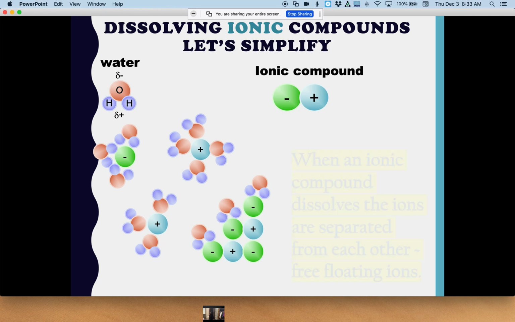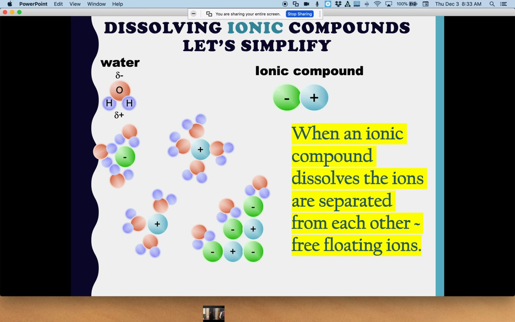So to summarize all of this, this is what I would write down for dissolving ionic compounds: when an ionic compound dissolves, the ions are separated from each other and they form free-floating ions. And that's kind of the key, that that negative charge, that positive charge, is not locked into that crystal anymore. It's able to move around.